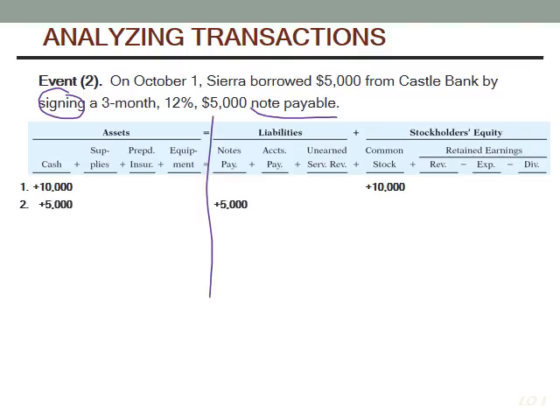Again, that equal sign, $5,000 on each side. Now, notice that we didn't do anything with the interest. When you sign a note, the interest comes later. The day that you sign it, you just focus on what you borrowed: $5,000 cash, and now you owe $5,000.